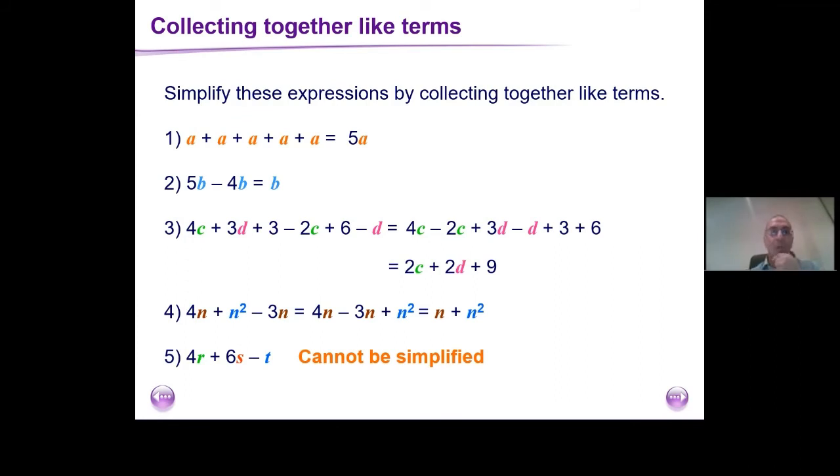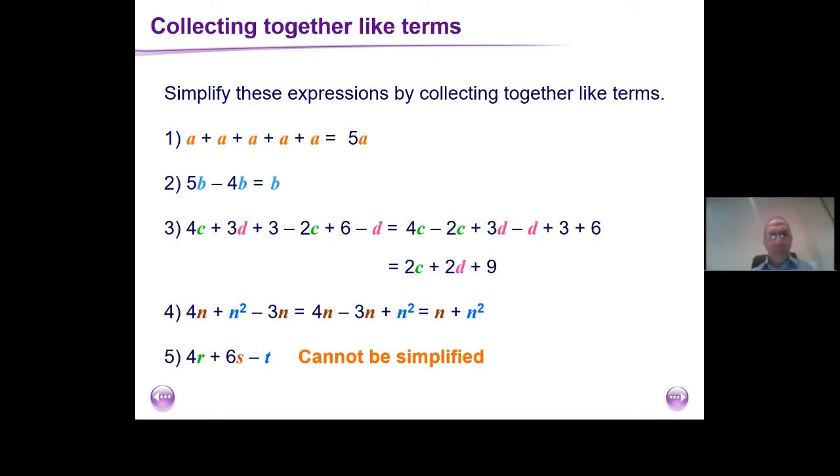For the first example, we have a plus a plus a plus a plus a. So you know there are 5 a's altogether, so you simply write 5a. For the second one, it's 5b minus 4b. So 5 minus 4 is 1, so it's simply b, or you could write 1b.